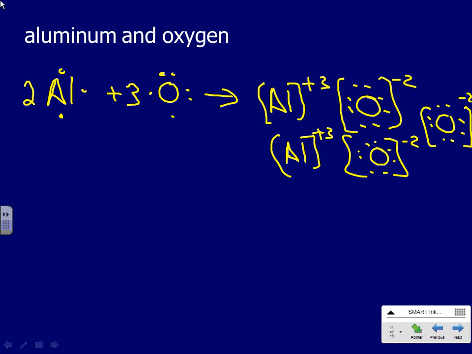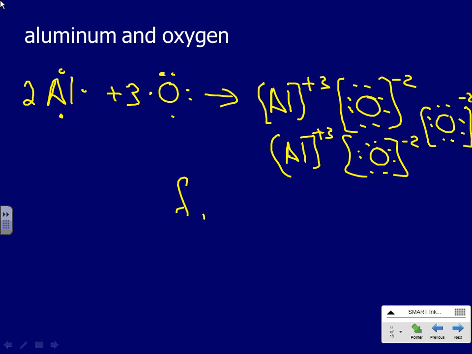Overall negative charge is -6. Overall positive charge is +6. How many electrons did I have in total? 6 and, oh goodness, what is this? This is 6 times 3, that's 18. 18 plus 6. What did I do? 24? 24 electrons? Have I got 24 electrons in here? 8 times 3, 24. All right, good. We've accounted for all of our electrons.